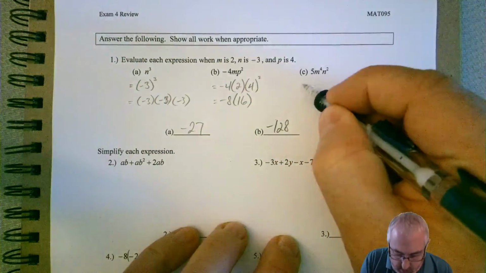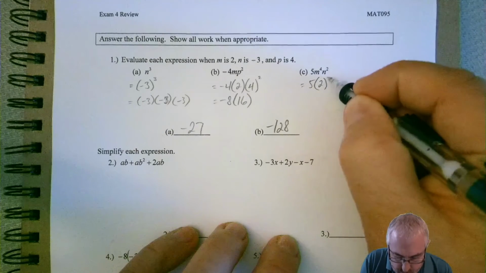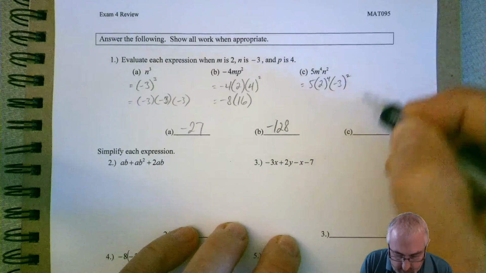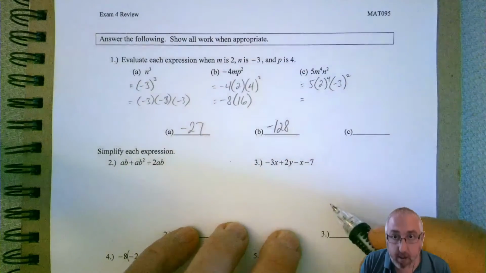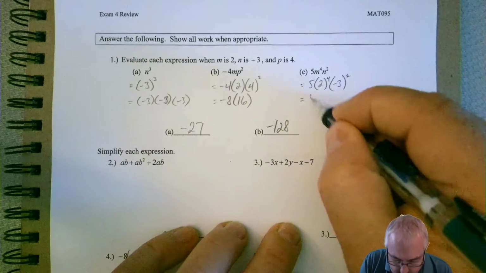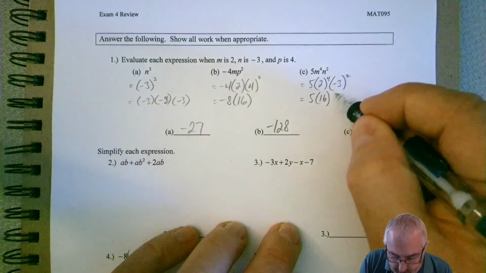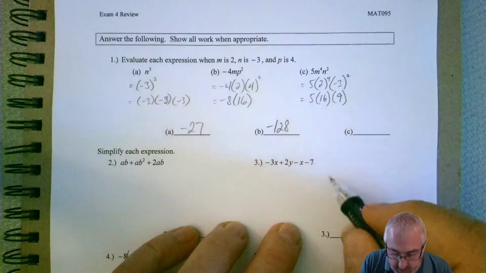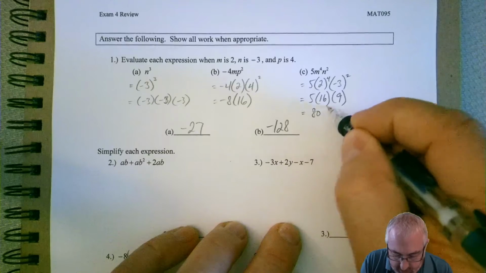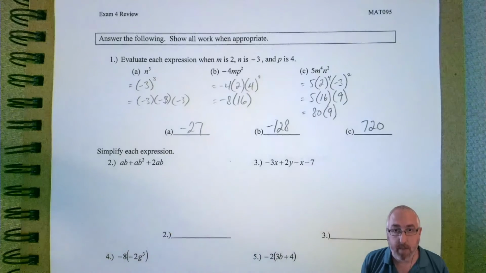And now the last one. So m is 2. n is negative 3. Sorry for that feedback. Now let's take care of the exponents before we multiply. So we got 2 to the 4th power, which better be 16. Negative 3 to the 2nd, which is going to be a positive 9. Now if we work left to right, looks like we have 16 times 5, which is 80, times 9, which is 720.